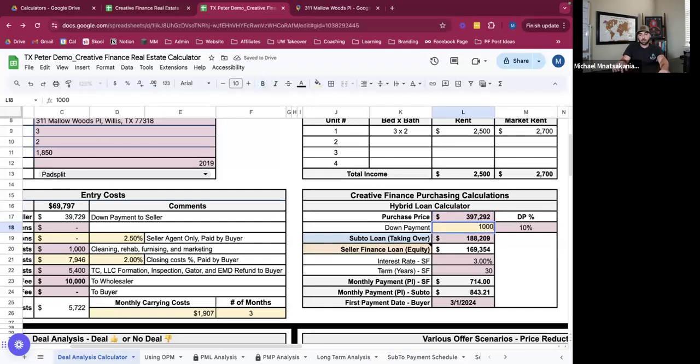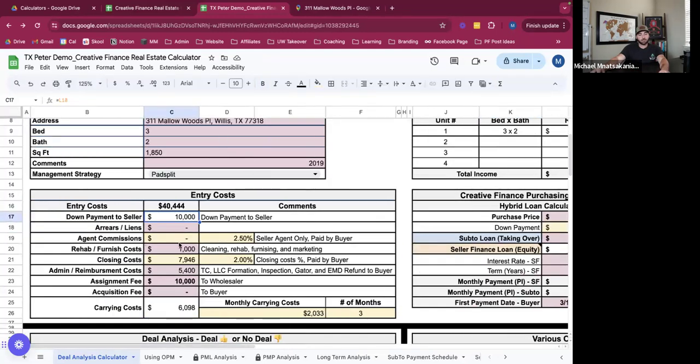$10,000 of that is going to go to the seller, and if they pay the agent from that, that's fine. We don't need to account for that any extra. For right now, I'll put all this at 0. Admin reimbursement fee, we don't have to worry about this right now, and there's 10,000 to the wholesaler. We'll put 0 months for the carrying costs, so we'll build all that out after.